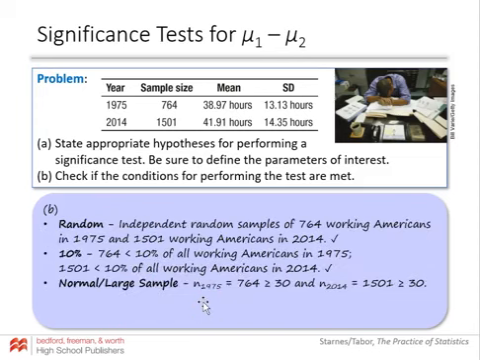Okay. Conditions check. Random, we're good. Independent random samples. 10% condition, we're going to assume that those numbers are less than 10%, and those are reasonable assumptions. And then our sample sizes are both greater than 30, so we're good on the normal large sample condition.